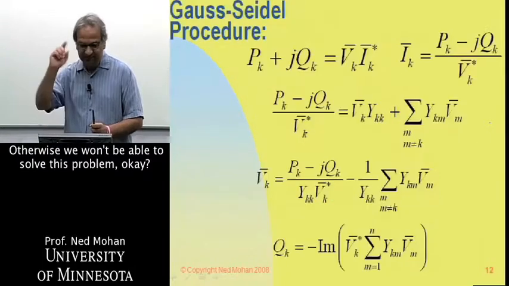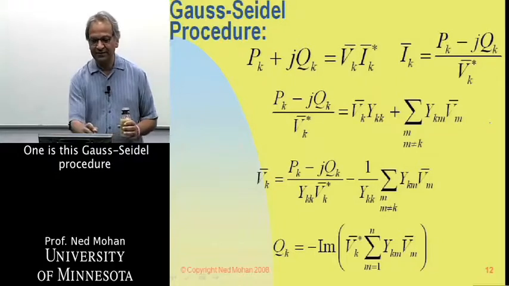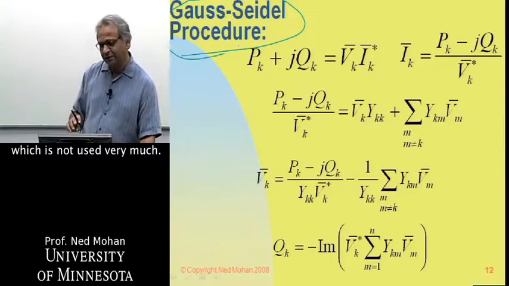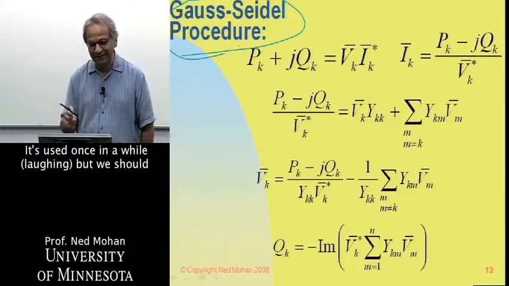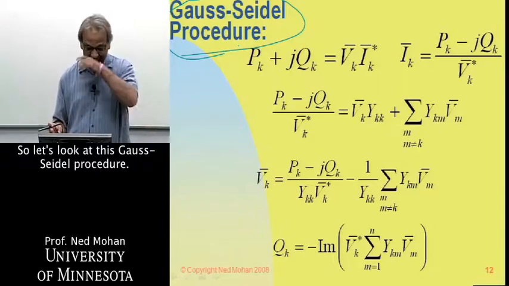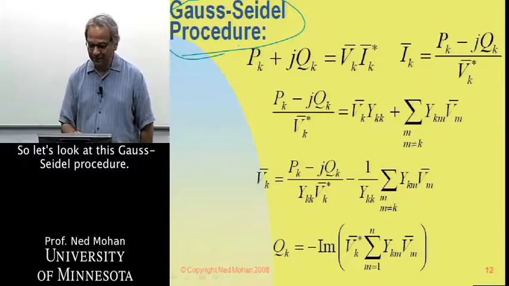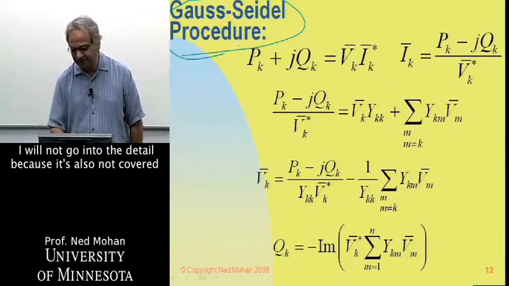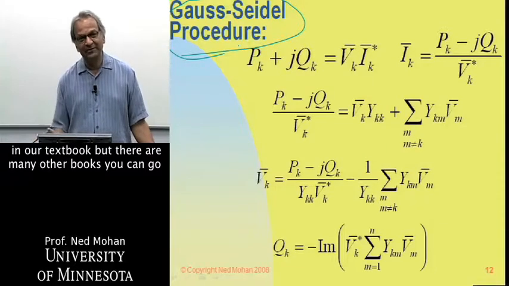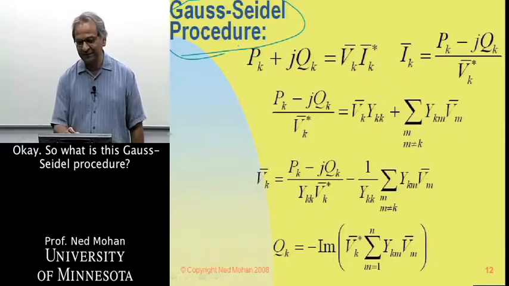Okay. All right. So basically, there are 2 procedures. One is this Gauss-Seidel procedure, which is not used very much. It's used once in a while, but we should at least be aware that it exists. Okay. So let's look at this Gauss-Seidel procedure. I will not go into the detail because it's also not covered in our textbook, but there are many other books you can go to and look them up. Okay. So what is this Gauss-Seidel procedure?